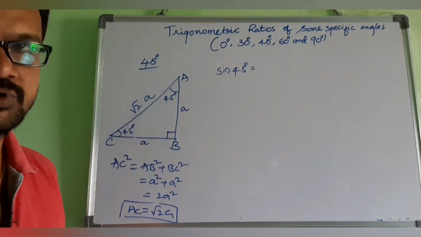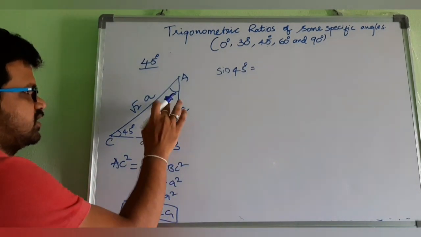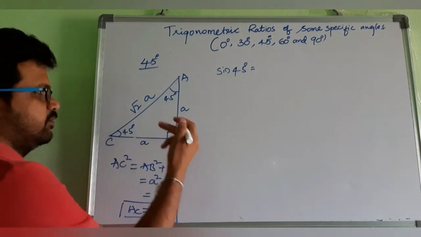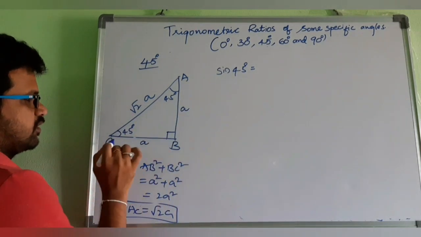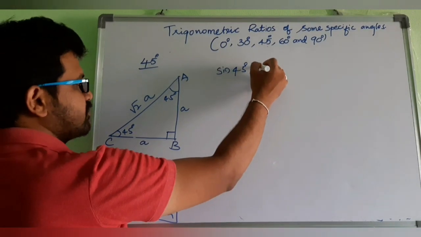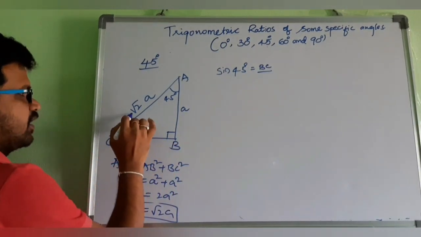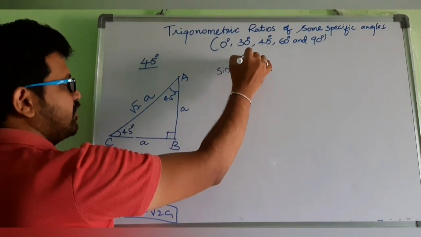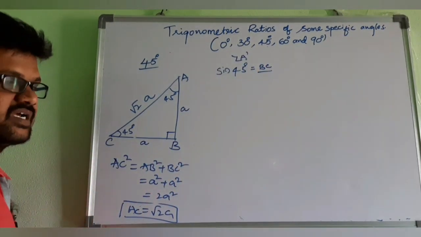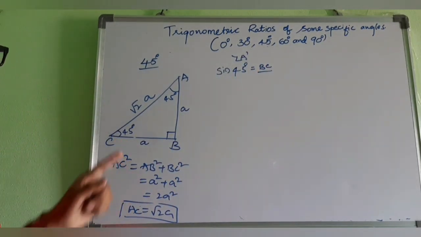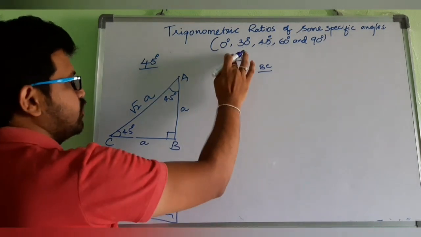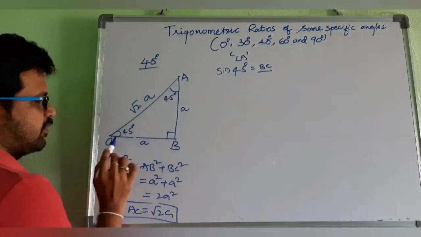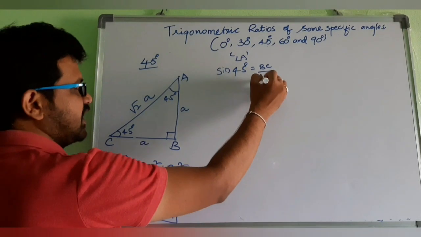Keep in mind that sine is opposite side by hypotenuse. Either you can take this one or this one, both are same. So I am taking this one. So opposite side is BC by hypotenuse, and here I am taking with respect to root A. Don't get confused here, you can take with respect to root C. Both angles are same. So with respect to AC, opposite side is BC, hypotenuse is AB.